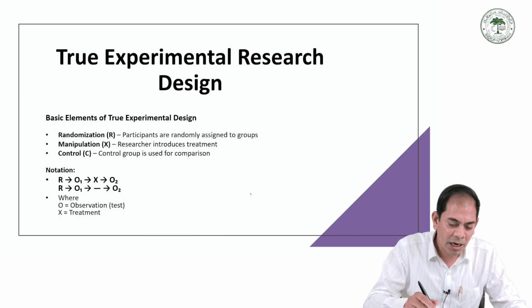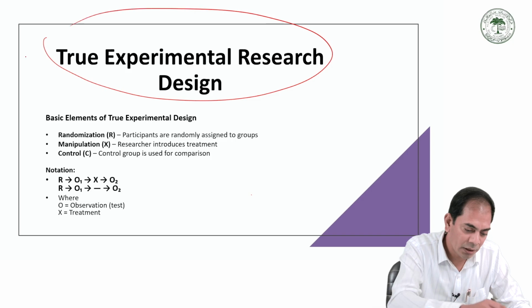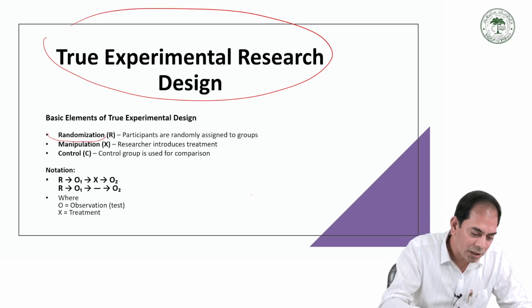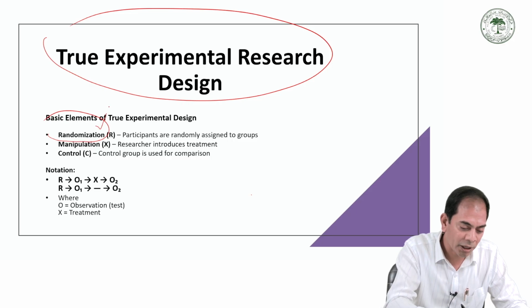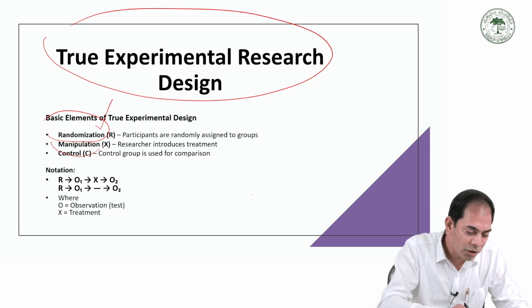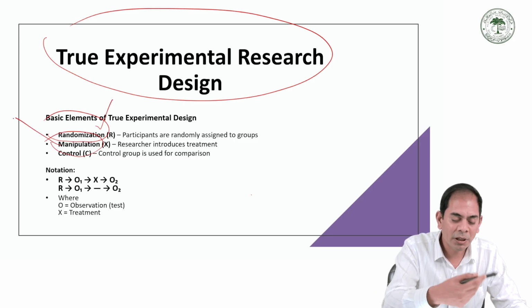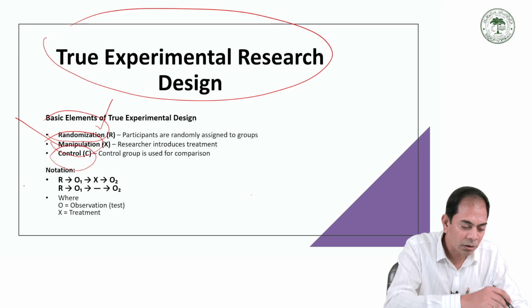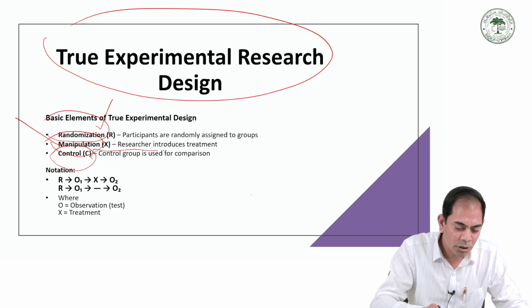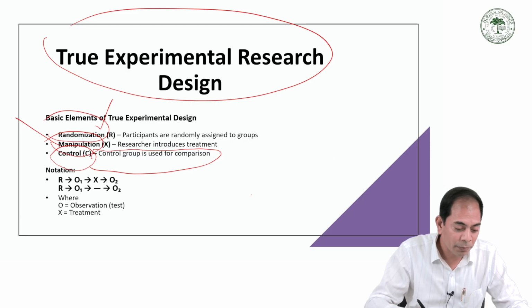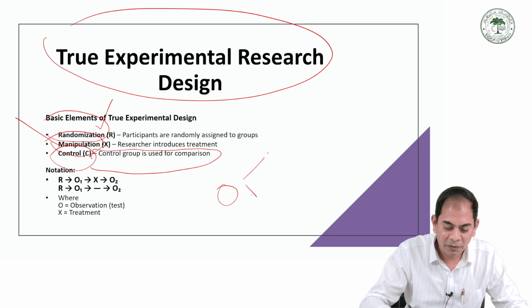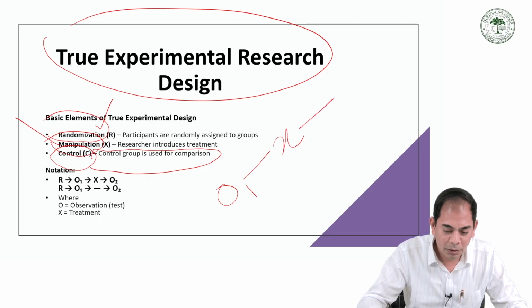This is the design of a true experiment. First is randomization: we decide the control and experimental groups with the help of a proper randomized process. Manipulation means giving the treatment in the experimental group, and then the control group, which is the group used for comparison. In this type of design, first we record a baseline assessment, then we give the treatment, and after that we record the post assessment.